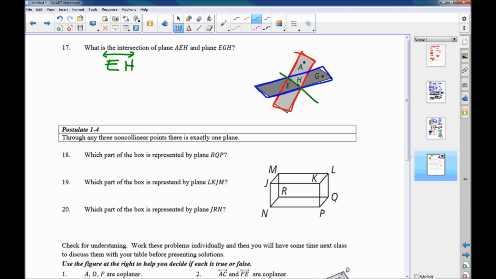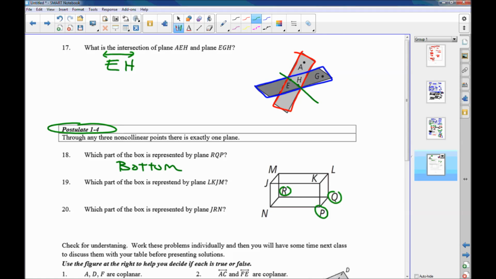Okay. All right, so our last postulate, postulate 1.4. Through any three non-collinear points, there's exactly one plane. Which part of the box is represented by plane QRP? So RQP is this one, and this one. So what part of the box is represented by plane RQP? I would say the bottom.